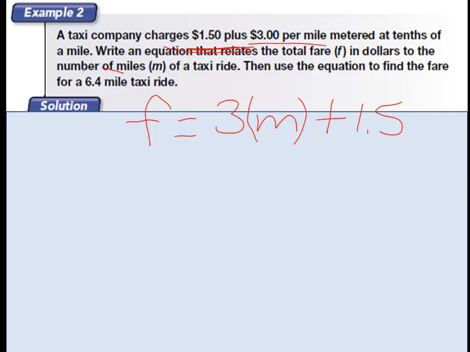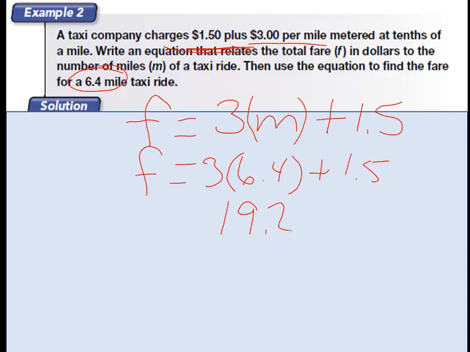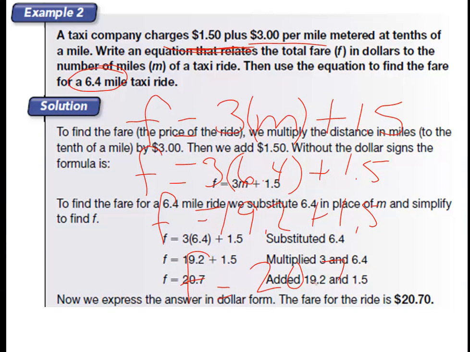You know we're going to go for a 6.4 mile ride, so you can go 3 times 6.4 plus your 1.5 equals your fare. And then you're just going to go through and you're going to solve from that. This is going to become 19.2 plus your 1.5 equals your fare. So your fare is going to equal 20.7. 20.7, and that's how you do it.